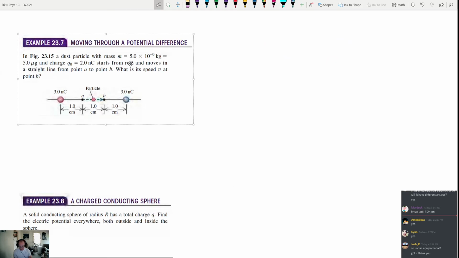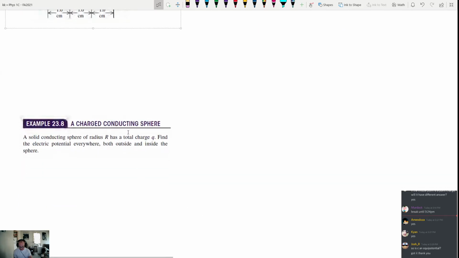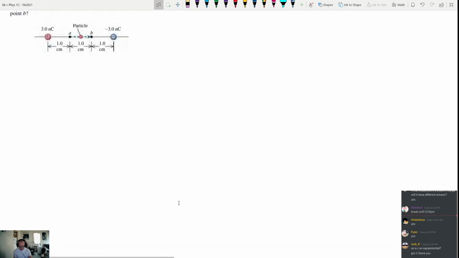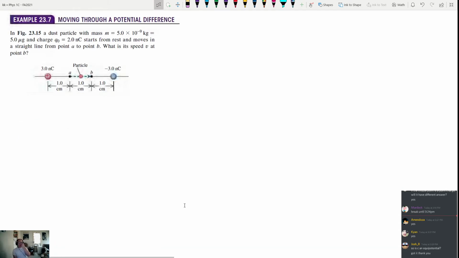All right, let's do one more that's a little more challenging. It also involves point charges. So, moving through a potential difference. We have a dust particle with a mass of 5 times 10 to the negative 9 kilograms. I'll write that right here.